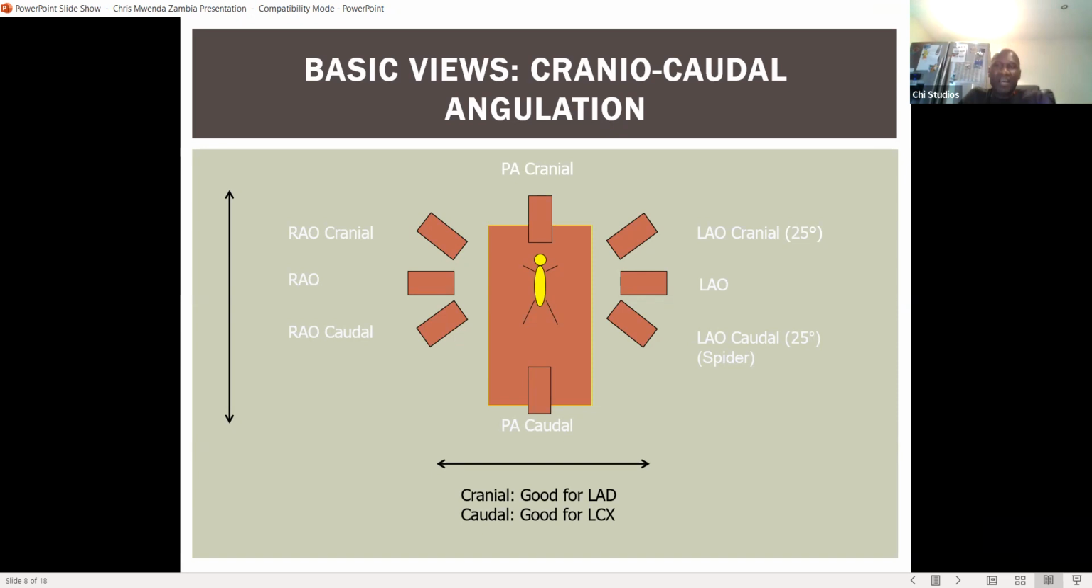So as a radiographer, most of our consultants depend on the radiographer to advise them which views are better. So as a radiographer, you need to acquaint yourself with the views that we use in the cath lab. As I put it, the cranial views are good for LAD. LAD is associated with the septals and the diagonal. So you just have to work out, okay, we are working on this vessel. These are the views which you help the doctor to use to have a good picture.